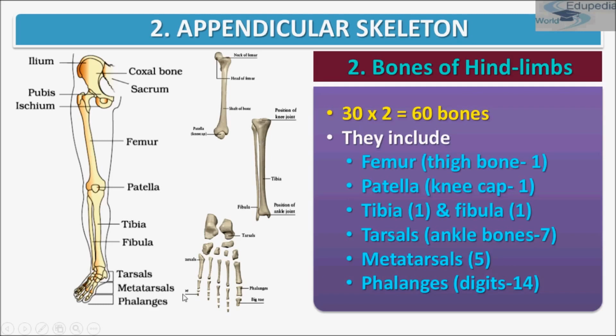Then comes metatarsals. They are 5 in number. From here to here they are 5 in number. 1, 2, 3, 4, 5. And then come phalanges. See, in the toe we have just one joint, but in the wrist fingers we have two joints. So 3 joints. 1, 2, 3, 4, 5, 6, 7, 8, 9, 10, 11, 12, 13, 14.